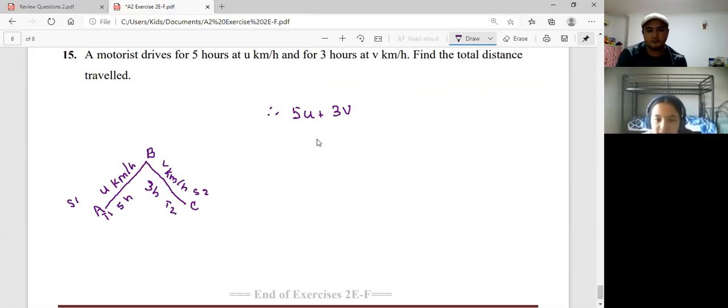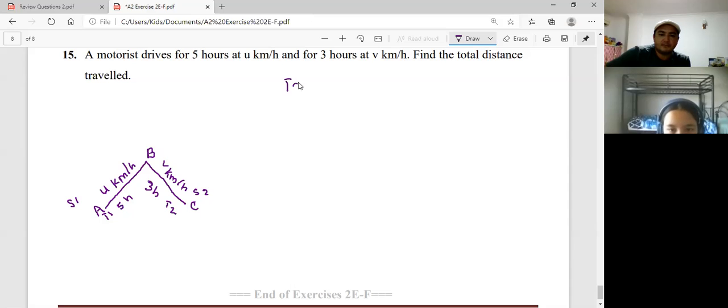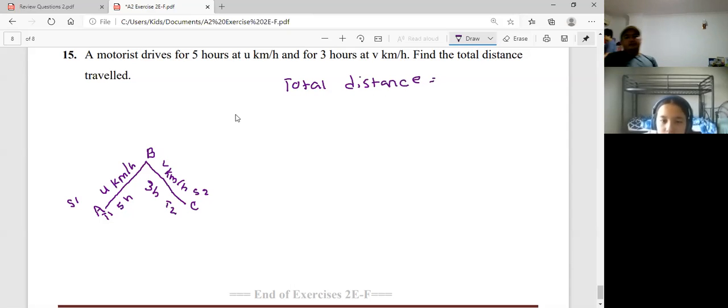Should I leave it like that? Shahina, first, can you write it one by one? You didn't show your work here, right? Total distance equals AB plus BC. Capital B, capital B, BC. Okay, AB plus BC.